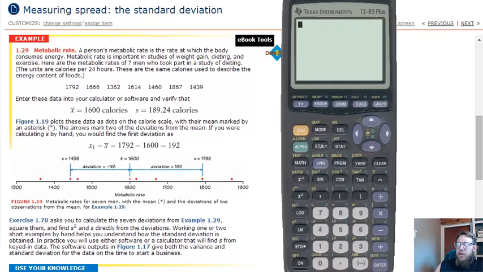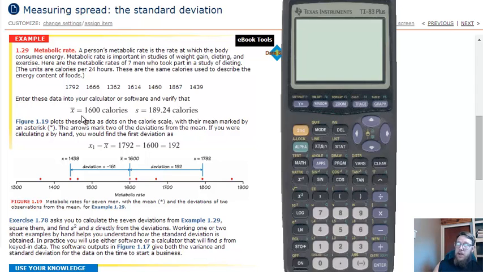So I'm going to do a quick example on calculating the standard deviation. We're going to use this example on metabolic rate. They took 7 men who were taking part in this study, and they calculated their calories per 24 hours, and they got these 7 values. It says enter these into your calculator or software and verify that the sample mean is 1600 calories and the sample standard deviation is 189 calories.